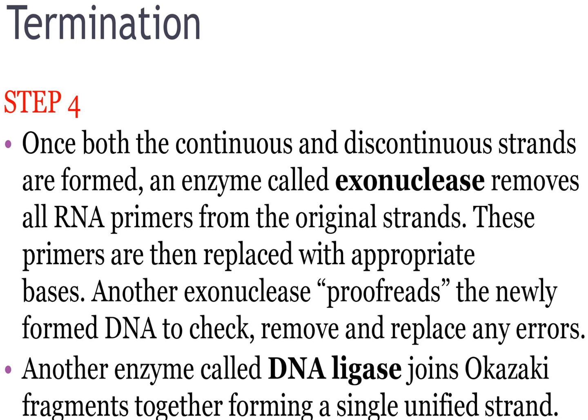Now, another exonuclease will proofread the newly formed DNA. Proofread means it will go and check the full DNA, and check whether the DNA nucleotides are added correctly or not. All the mismatched base pairs will be removed by the exonuclease enzyme, and it will continue to synthesize the DNA. Another enzyme called DNA ligase will join the Okazaki fragments. Finally, a single continuous DNA strand will be produced.